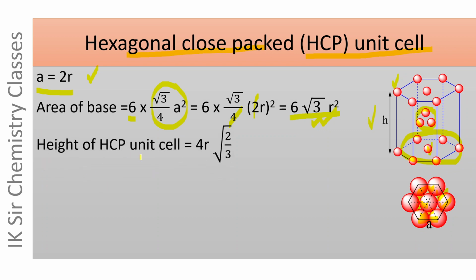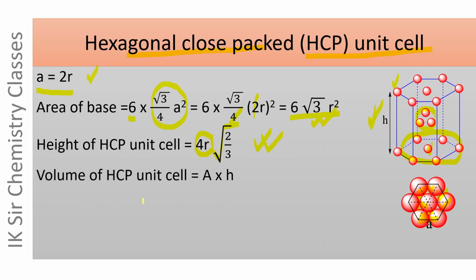The height of the HCP unit cell is equal to 4r multiplied by under root 2 by 3. This height is equal to 4r multiplied by under root 2 by 3. It will be derived later on the next slide.